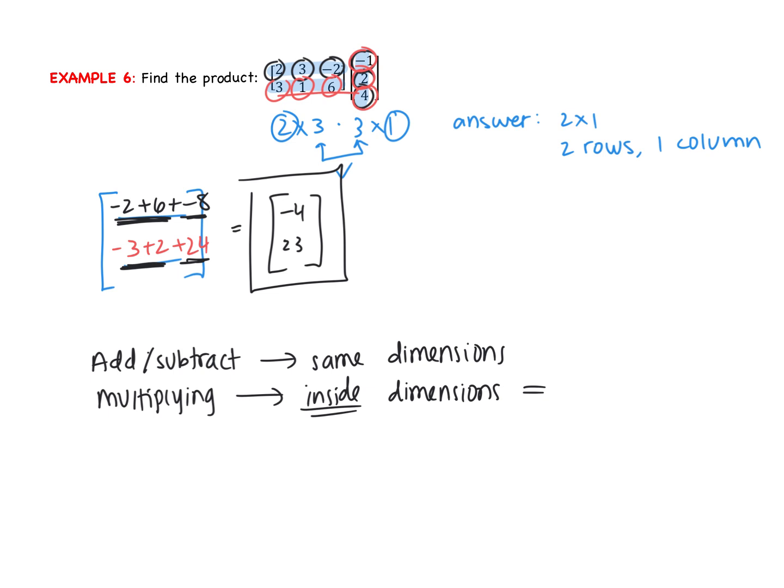So for example, if I have a 3 by 4 matrix and I want to add it to a 3 by 4 matrix, I can do that because the dimensions are the same. If I have a 3 by 4 matrix though, and I want to multiply it by a 3 by 4 matrix, we would say not possible because those inside dimensions are different. Okay, so this was a quick overview of matrices.